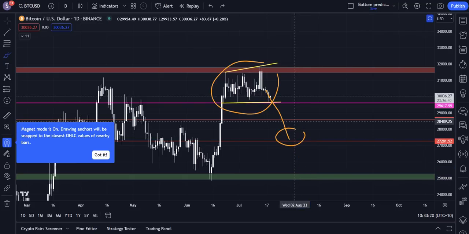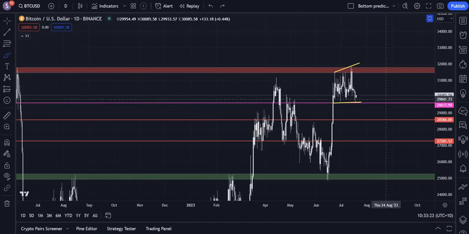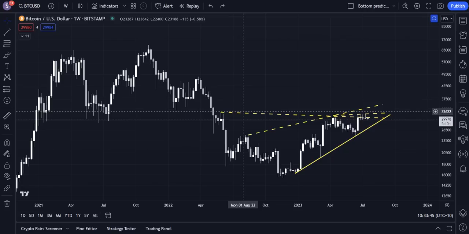Macro structure will not be damaged, and if it doesn't do that, that's awesome as well. Macro structure will certainly not be damaged by going upwards. But speaking of macro structure, that's where I want to get into the next part of this video here.